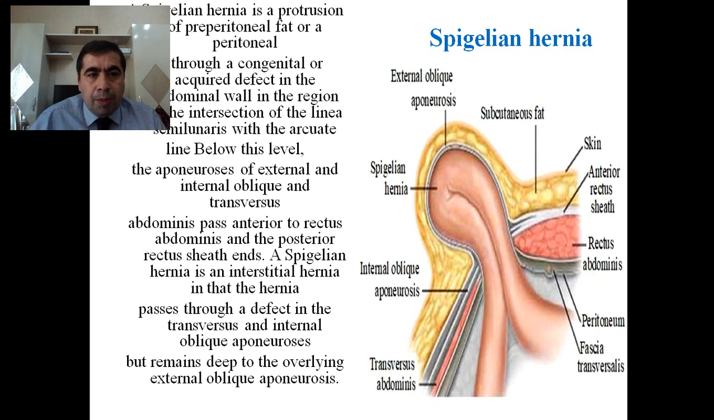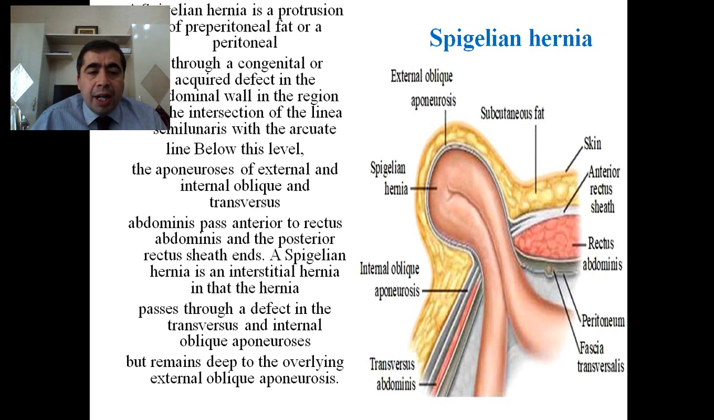Spigelian hernia. What does it mean? This hernia is a protrusion of the preperitoneal fat or peritoneal sac through a congenital or acquired defect in the abdominal wall in the region of the intersection of the linea semilunaris with the arcuate line. Below this level, the aponeuroses of external and internal oblique and also transversus abdominis pass anterior to the rectus abdominis and the posterior rectus sheath ends.